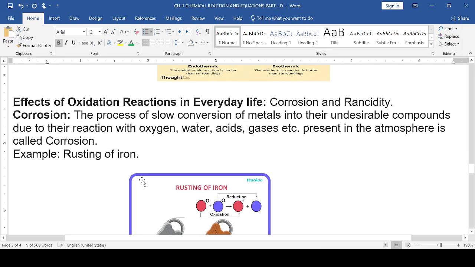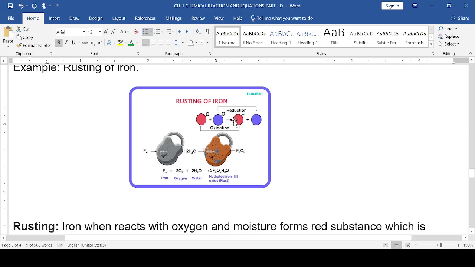So as we have discussed regarding the oxidation reaction, what are the effects of oxidation reaction? Corrosion and rancidity. The process of slow conversion of metals into their undesirable compounds due to the reaction with oxygen, water, acids, gases, etc. Where are they present? They are present in the atmosphere. So this is a slow conversion of metals into their undesirable compounds due to the reaction with oxygen, water, acid and gases, etc. which are present in the atmosphere, and it is called corrosion. Example, rusting of iron.